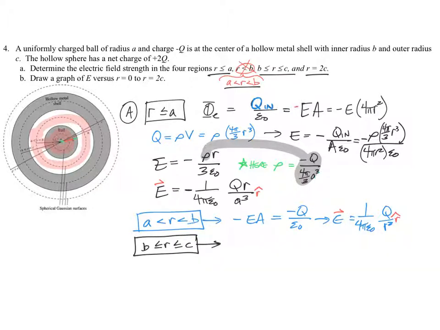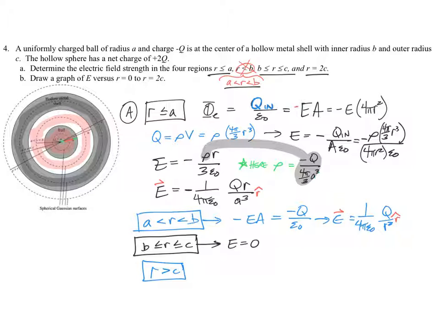This is inside of, that's here. So it's inside of the actual metal. And once again, E is 0 when you're in a conductor in static equilibrium. So we've seen that a couple times now. So I'm going to bank on that. And then R greater than C.